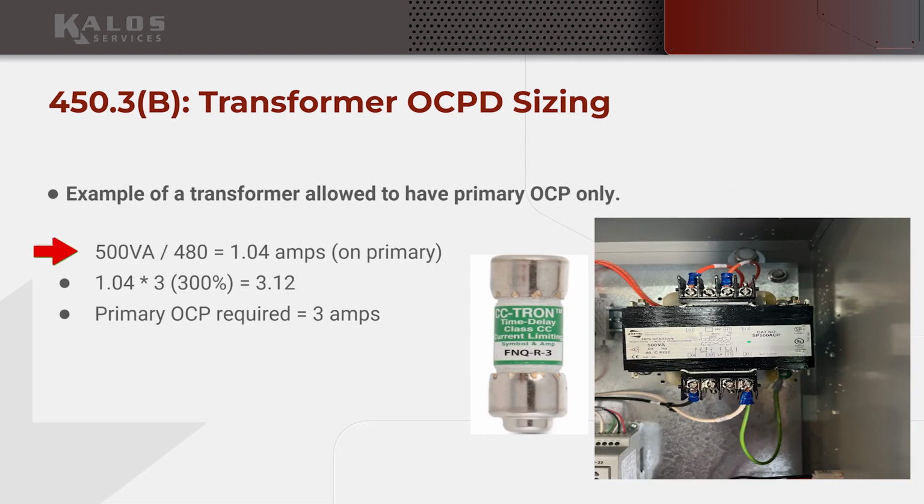And so this is a 500 VA transformer. So we can take 500 VA divided by 480. 480 volts is the incoming voltage. This will give us 1.04 amps on the primary. So that means that this transformer is capable of delivering 1.04 amps on the primary. 1.04 times 3, or 300%, is 3.12. This means our primary overcurrent protection required for this device is 3 amps.